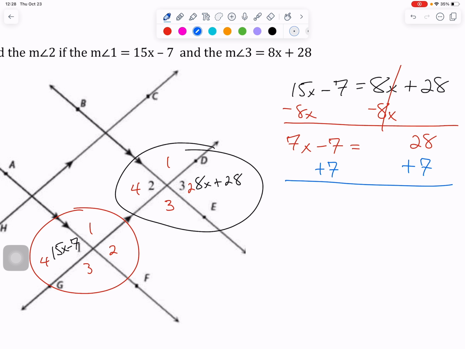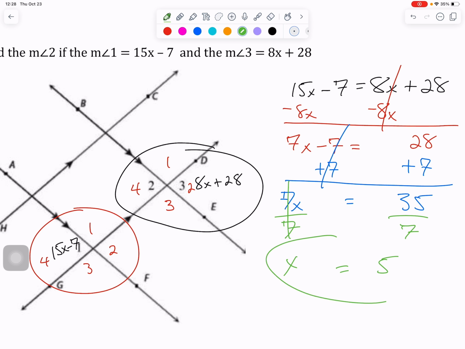Plus 7 to both sides. Bring your 7x down. Negative 7 plus 7, get rid of it. Bring down your equals. 28 plus 7 is 35. Divide each by 7. 7 divided by 7, giant 1. Just bring down your x. Equals 35 divided by 7 is 5.